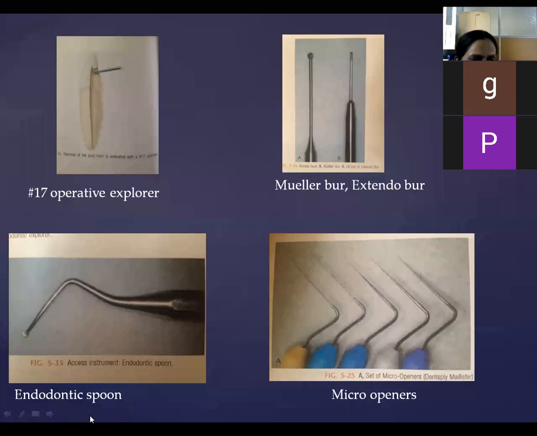Next is your endodontic spoon. This is used to remove the pulp tissue from the pulp chamber. It is similar to your spoon excavator, but the only thing is this part, the cutting or working part, is long, so that you can easily scoop out the pulp tissue from the pulp chamber. These are the micro openers. Whenever the pulp chamber or the canal orifices are calcified, the canal orifices are located with the help of micro openers.